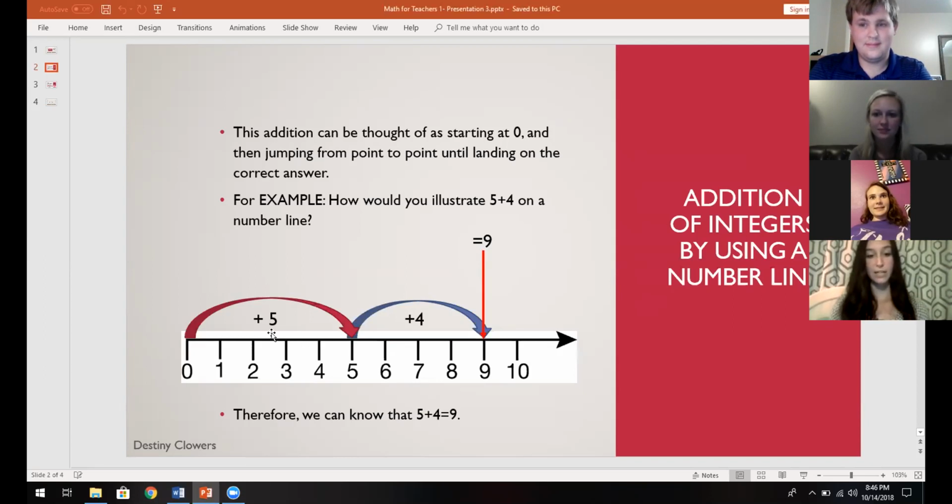So right here we can see 5 plus 4 equals 9, and that's why we've landed on the 9. Therefore, we know that 5 plus 4 for sure equals 9.